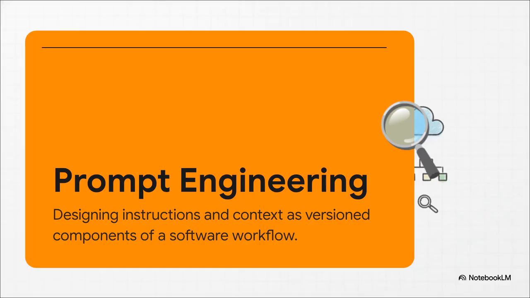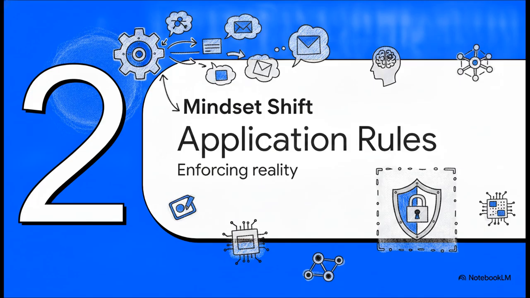And that brings us to our formal definition. In software applications, prompt engineering is the practice of designing instructions, context, constraints, and output formats as versioned, tested components of a software workflow. See, in consumer chat, you, the user, type the prompt. But here, prompts are generated dynamically by the application's own business logic. The whole goal is making the AI's output usable, safe, predictable, and totally compatible with the rest of your software systems. Moving right along to section 2, prompts need application rules.